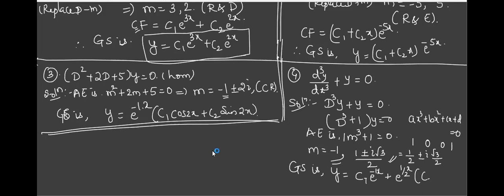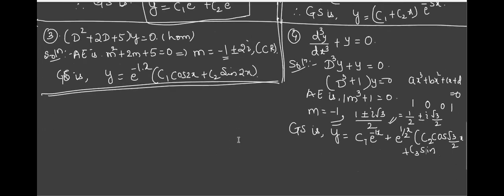C1 is used, you can use the next constant. C1 cos root 3 by 2 x plus C2 sin root 3 by 2 x. Only thing, don't use the same constants, use the next constants. That's all. Is it clear? Real part is half, which comes as the power for the exponential. Imaginary part is root 3 by 2, which comes as the coefficient of x in the trigonometry. Is this solution clear? Yes, ma'am.